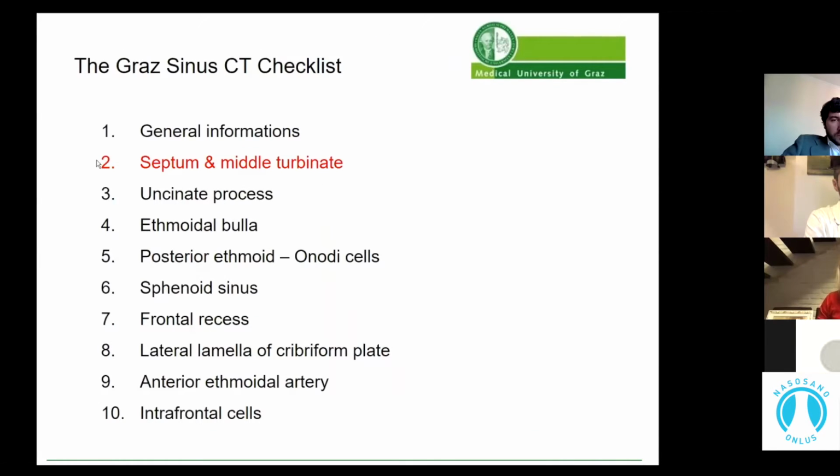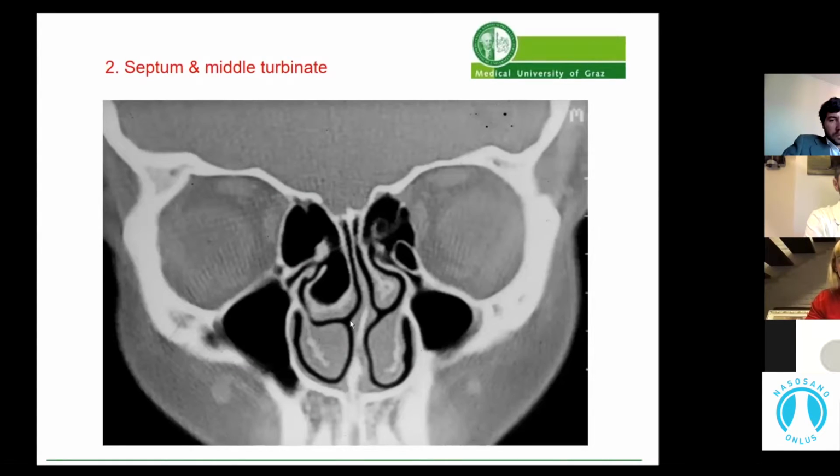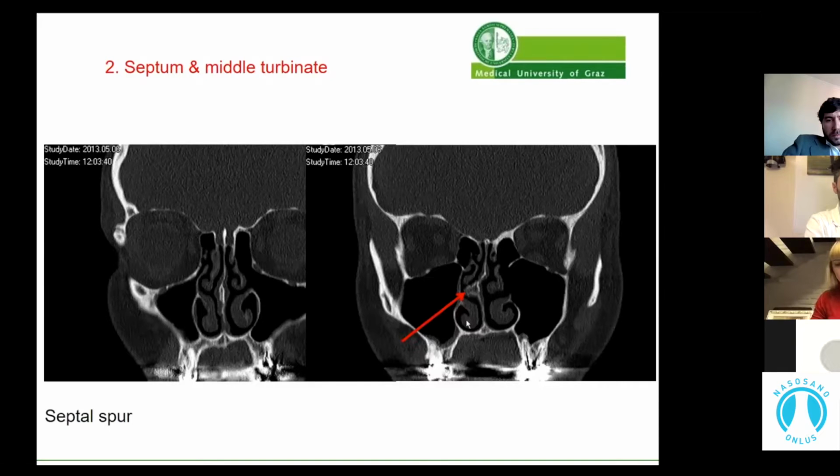And this brings me to our second point, the septum and the middle turbinate. Just some small clinical examples here. Middle turbinate, concha bullosa. So a nice situation where you can start with your endoscopic procedures. Septal spur, another nice beginner surgery.